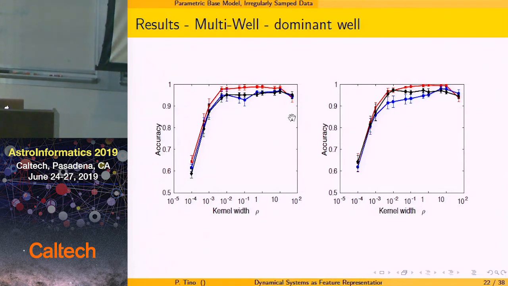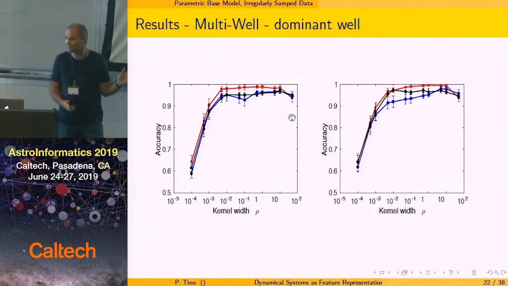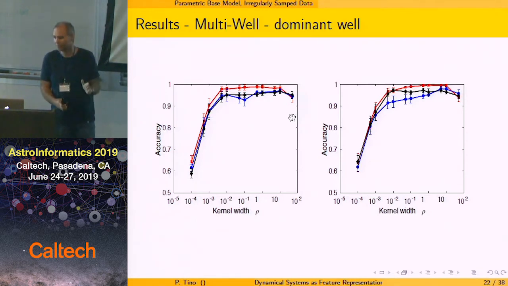But if you get to the stable regime, you get performance almost the same as if the true system was double well. So this is just to illustrate that I don't need a perfect model.